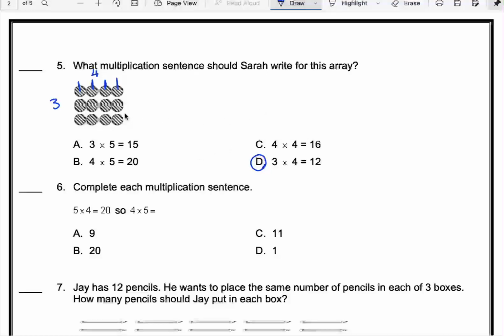So, here, my heroes, we have 3 rows and 4 columns. And the total is 12. So that's why we choose letter D.